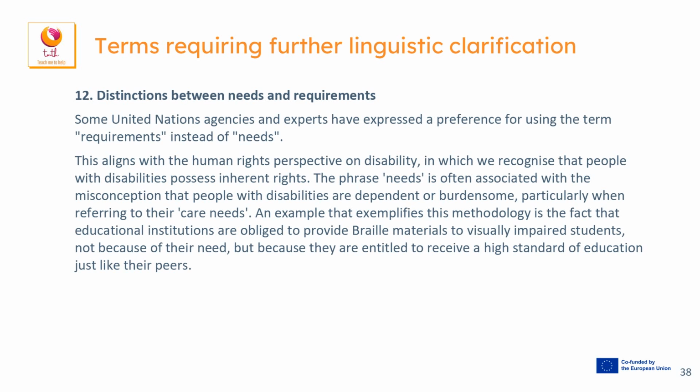12. Distinctions between needs and requirements. Some United Nations agencies and experts have expressed a preference for using the term requirements instead of needs. This aligns with the human rights perspective on disability, in which we recognize that people with disabilities possess inherent rights. The phrase needs is often associated with the misconception that people with disabilities are dependent or burdensome, particularly when referring to their care needs. An example that exemplifies this methodology is the fact that educational institutions are obliged to provide Braille materials to visually impaired students, not because of their need, but because they are entitled to receive a high standard of education just like their peers.